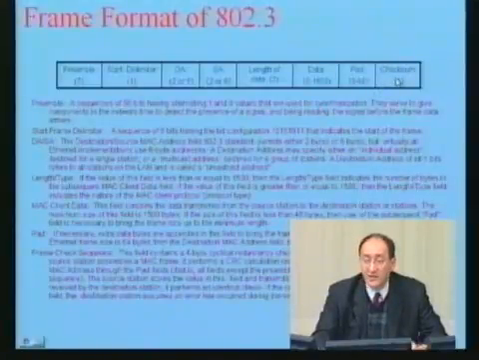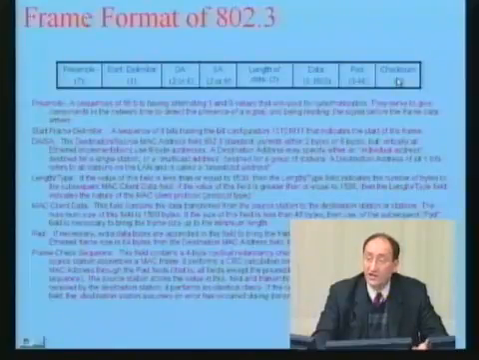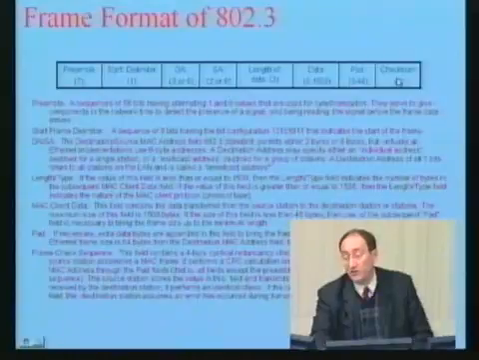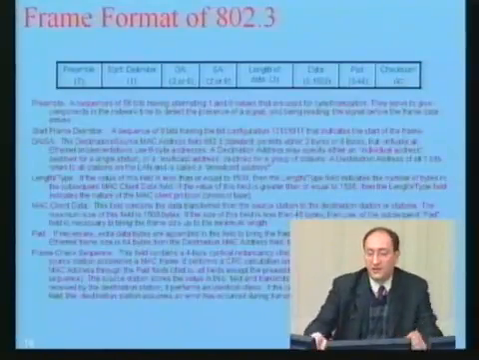Okay, this type of code is called what? CRC code, and it's used also in 802.5 and 802.4. Now this was something that we didn't cover last time, about how this coding works.